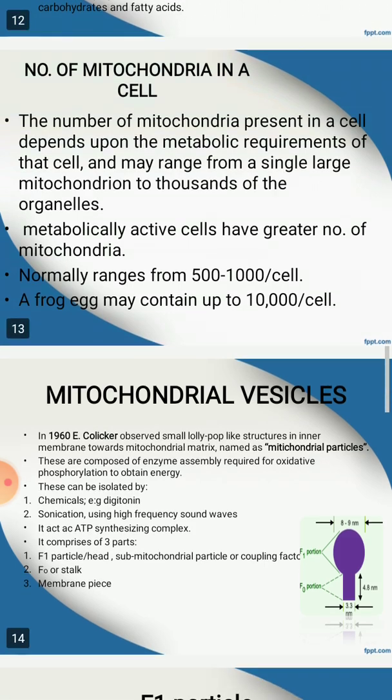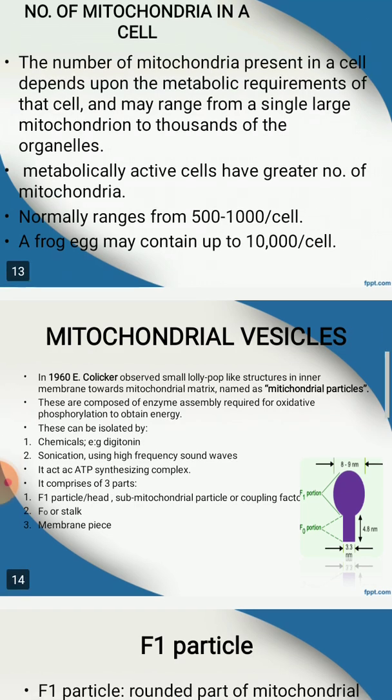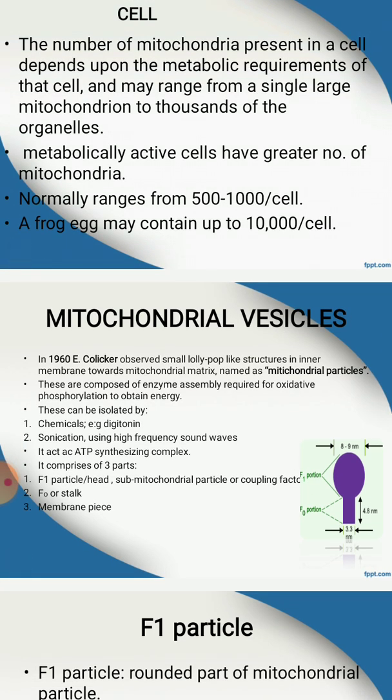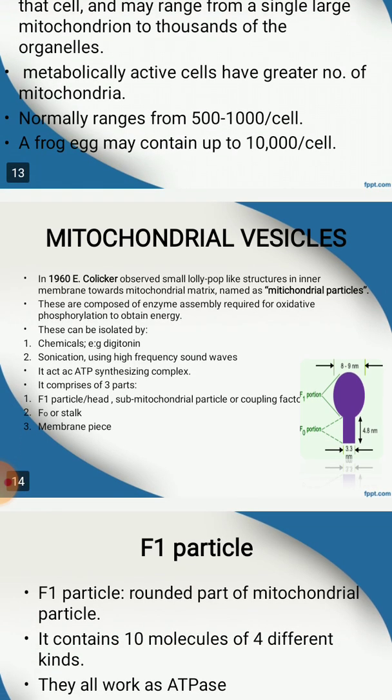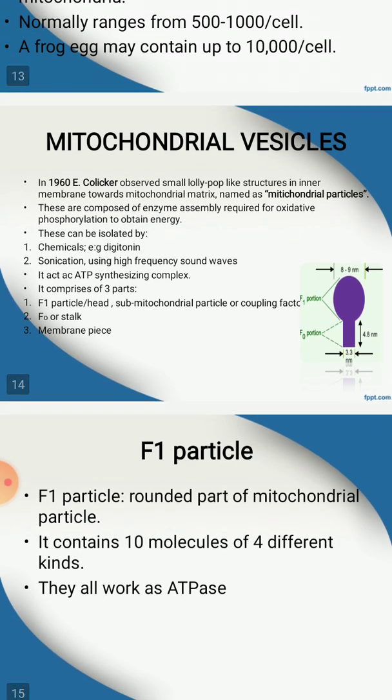Hope you understand. Number of mitochondria in a cell. The number of mitochondria present in a cell depends upon the metabolic requirement of the cell and may range from a single large mitochondrion to thousands of the organelles. Metabolically active cells have a greater number of mitochondria, normally ranging from 500 to 1000 per cell. A frog egg may contain up to 10,000 per cell.